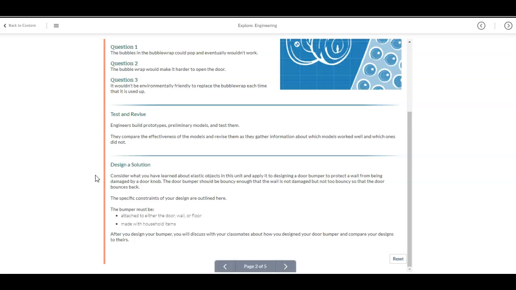The door bumper should be bouncy enough that the wall is not damaged, but not too bouncy so that the door bounces back. The specific constraints of your design are outlined here. The bumper must be 1, attached to either the door, wall, or floor, and 2, made with household items. After you design your bumper, you will discuss with your classmates about how you designed your door bumper and compare your design to others.